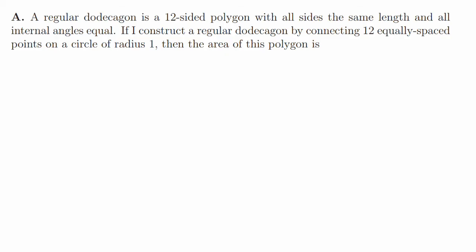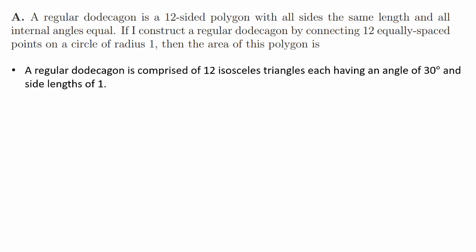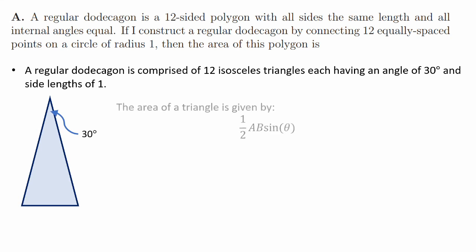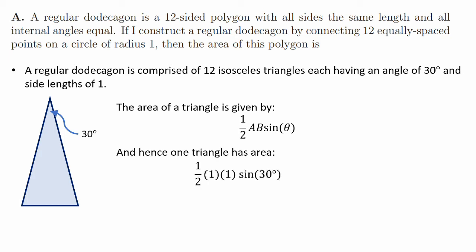In this question, they ask us to find the area of a dodecagon inscribed inside a circle with a radius of 1. Now, a regular dodecagon is comprised of 12 isosceles triangles, each having an angle of 30 degrees and side lengths of 1. The area of a triangle can be given by 1/2 ab sine theta, and hence one triangle has the area 1/2 times 1 times 1 times sine of 30, which is also equal to 1/4. And 12 triangles would therefore have an area of 3. And that is the answer for this question.